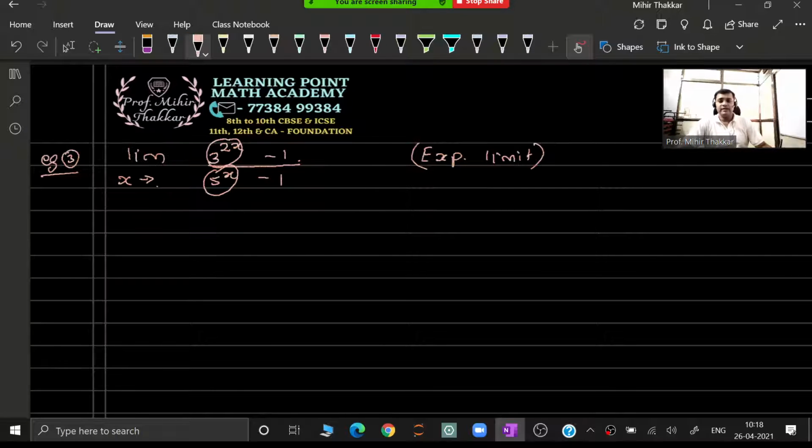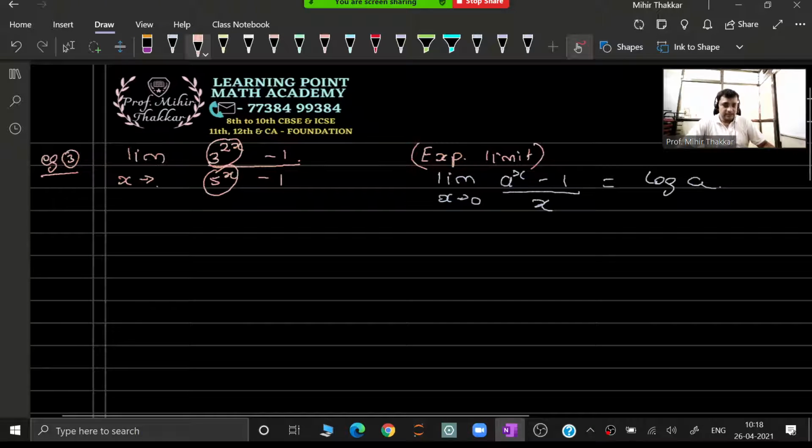But just by understanding that it is a question of exponential limit, it is not sufficient because I need to adjust my formula over here very properly. So what is the formula? Limit as x tends to 0, (a raised to x minus 1) upon x, and that value comes out to be equal to log of a.